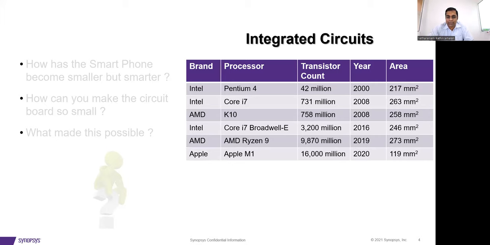You now have the Apple M1, which has 16,000 million transistors. And its size, when you see it, is smaller than the Pentium 4, which had only 42 million transistors. So how is this possible? To design such complex circuits with billions of transistors is not done by hand, or it cannot be done manually. It requires a complete ecosystem, a complete industry, and that is the electronic design automation industry.